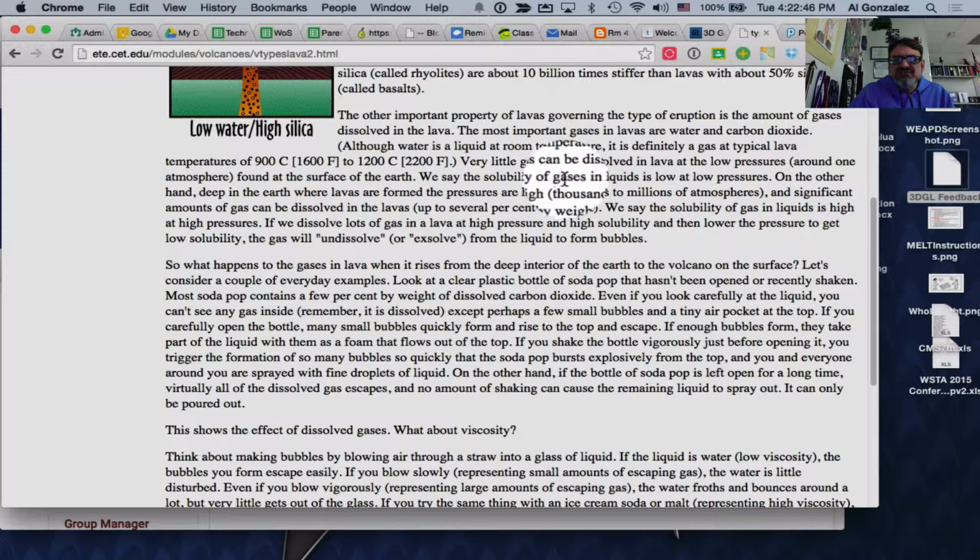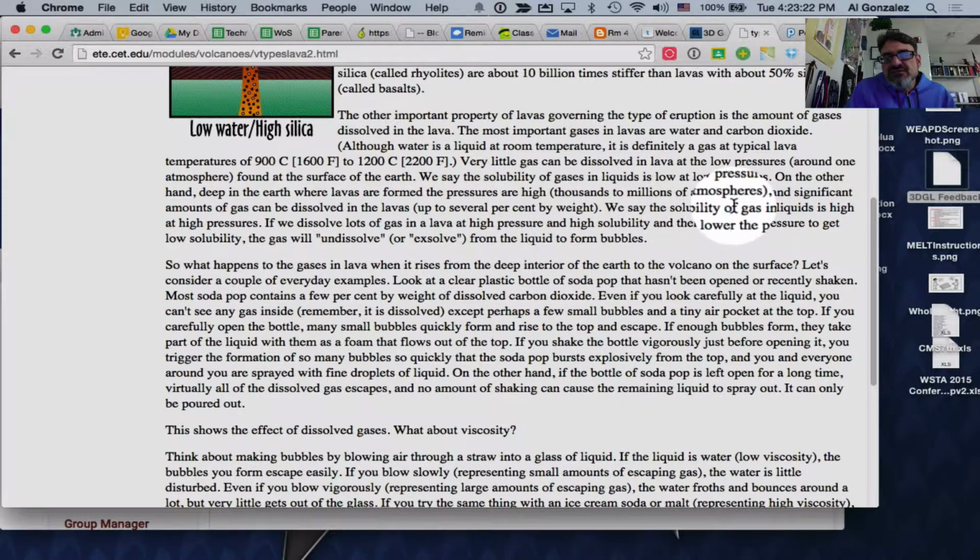We say the solubility of gases and liquids is low at low pressures. On the other hand, deep in the Earth where lavas are formed, the pressures are high because they're so deep underground, thousands to millions of atmospheres. That's a lot of pressure pushing down because of all that lava, magma, and earth crust on top of it. And significant amounts of gas can be dissolved in the lavas, so the deeper it is, the more gas can be dissolved, up to several percent by weight.